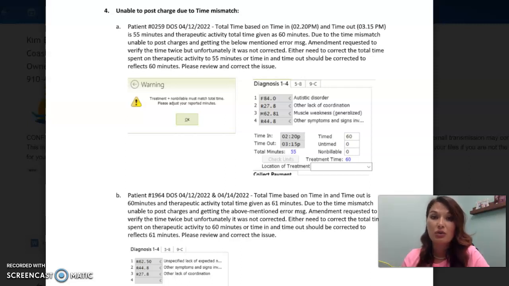However, I need you to pay attention to this and manually change the timed units to match your total minutes. So here, the timed units say 60 because they automatically report over when you roll over your charges. I understand that. But now it's up to you to come in here and change that to 55.